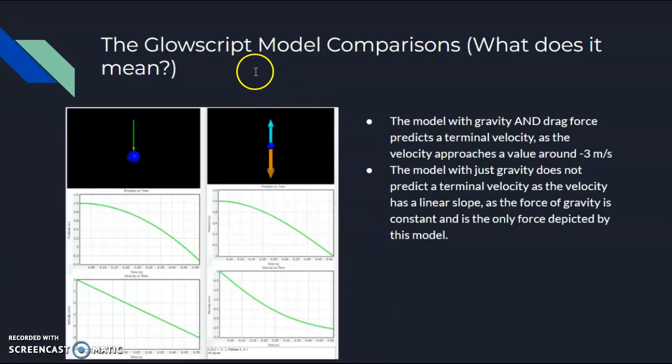Alright, so the GlowScript model comparisons, what does it mean? The model with gravity and drag force predicts a terminal velocity as the velocity approaches a value around negative 3 meters per second, which can be seen right here. It doesn't just keep decreasing. The model with just gravity does not predict the terminal velocity, as the velocity has a linear slope, as the force of gravity is constant and is the only force depicted by this model.